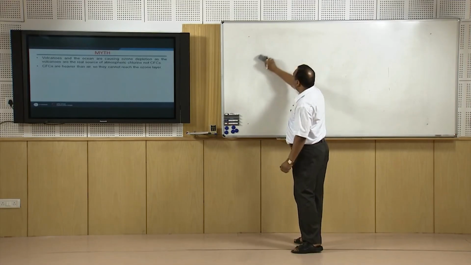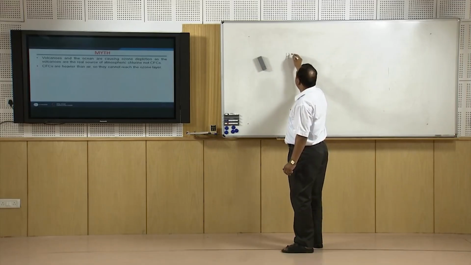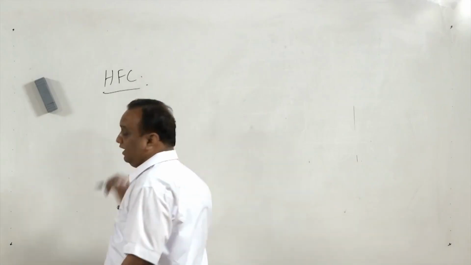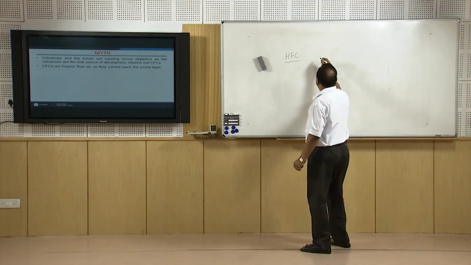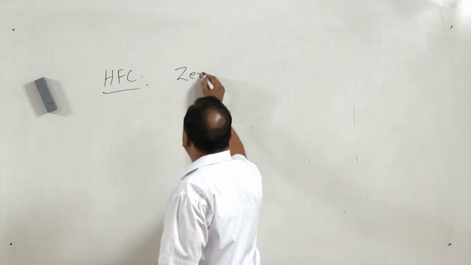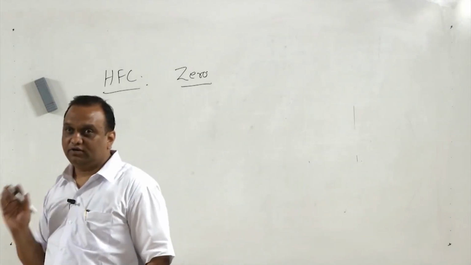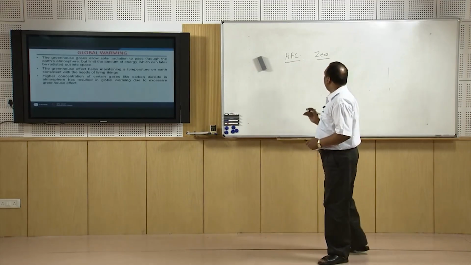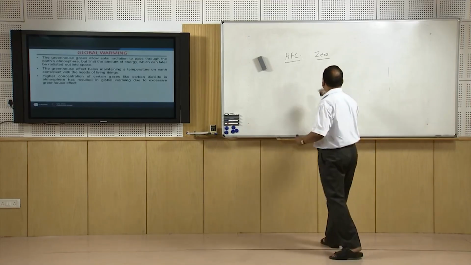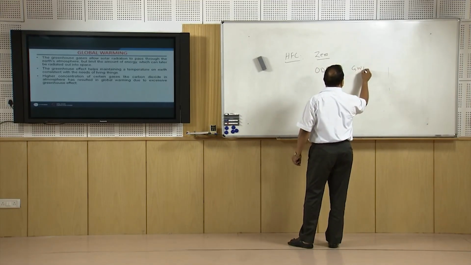Now, new refrigerants have come into the market. Out of these refrigerants, HFCs are very popular. HFCs have zero ozone depletion potential, but they have global warming potential. They contribute towards global warming. Now, I will explain how ozone depletion potential and global warming potential are gauged.